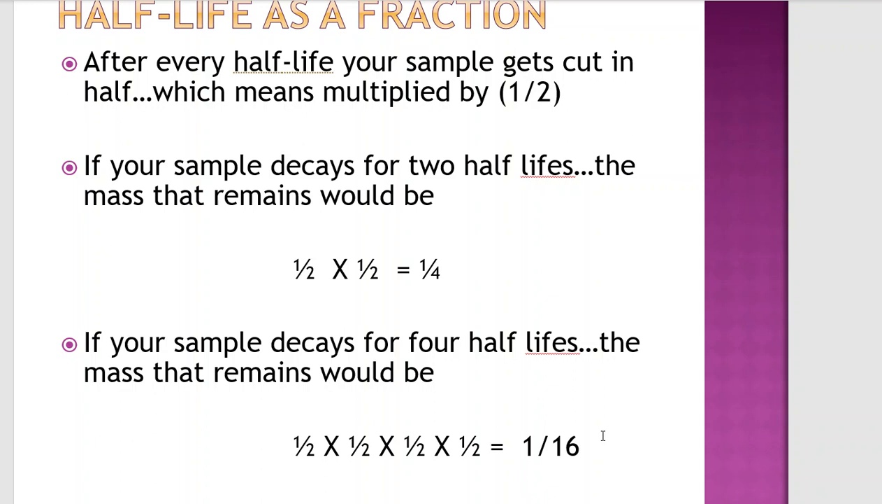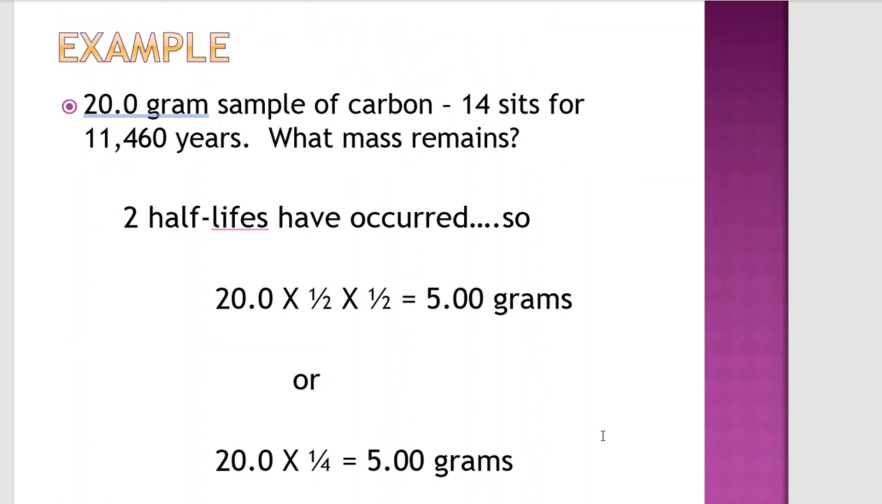If your sample undergoes 3 half-lives, what fraction is going to remain? That would be 1/2 times 1/2 times 1/2. That would be 1/8 remains. Okay, so here's a sample.